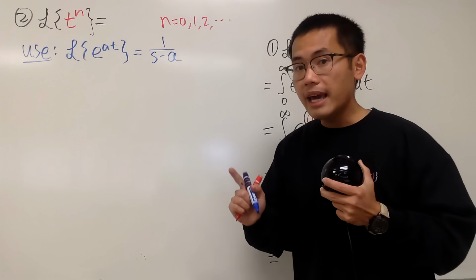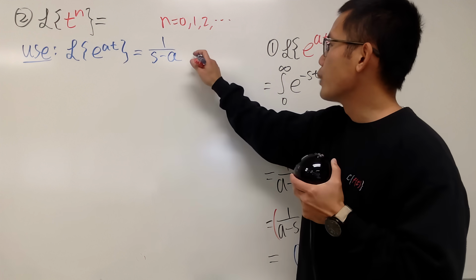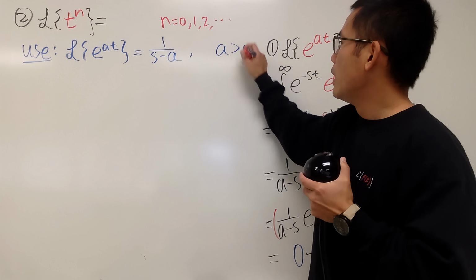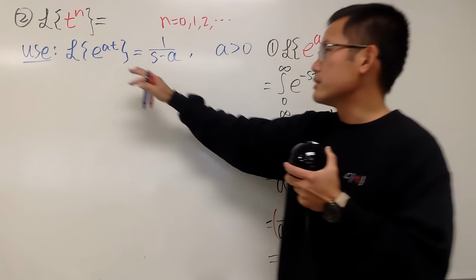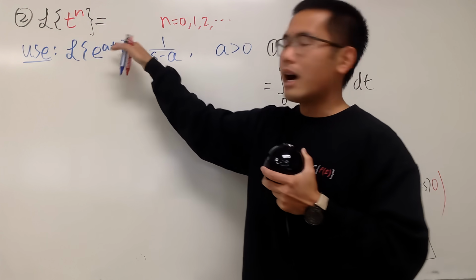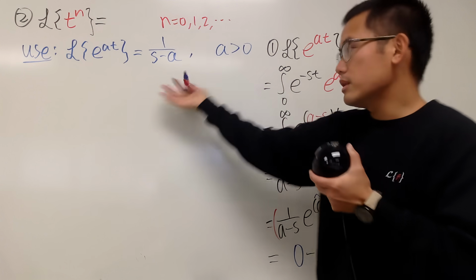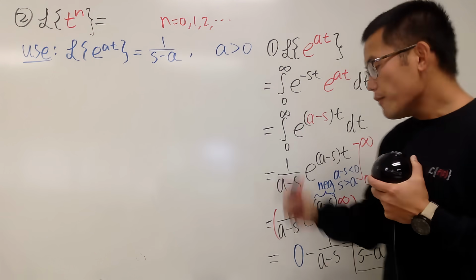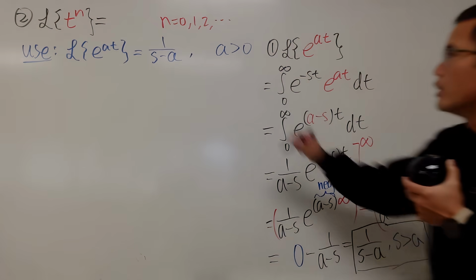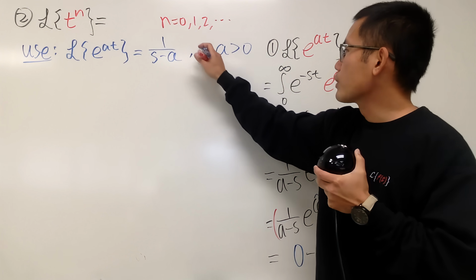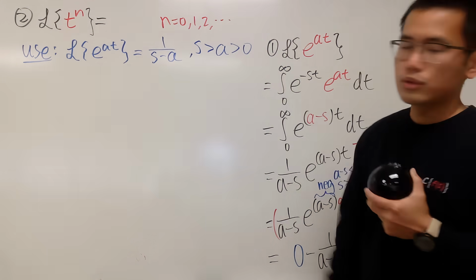And in this particular case, I'm going to choose a to be greater than 0. I can choose whatever a that I want. I can say Laplace of e to the whatever positive a times t, right? So of course, this is still legit. However, you still have to include this condition. So you just have to make sure that both s and a are greater than 0. So that's pretty much what I have.